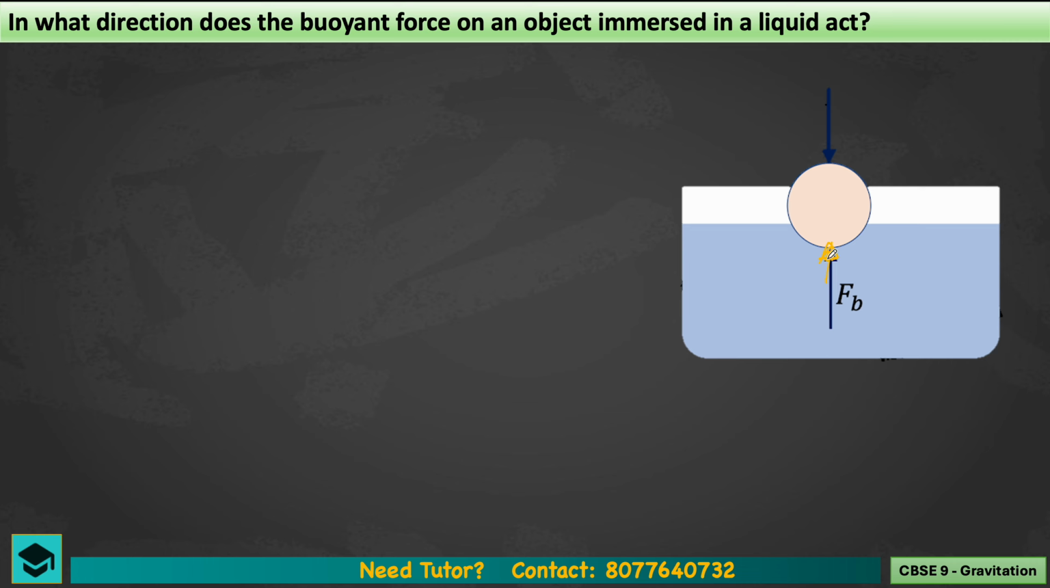And what is the reason behind this? On the top of the surface, the pressure is low, but if you go deeper and deeper, if you dive inside the water, the pressure increases. That is the reason the object is pushed from bottom to top, because everything in nature moves from high to low. The pressure at the bottom is high, so it tries to move toward low pressure. That is the reason the buoyant force acts in an upward direction.